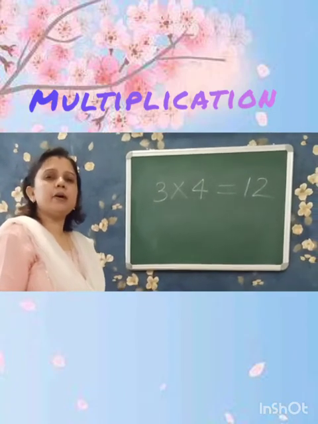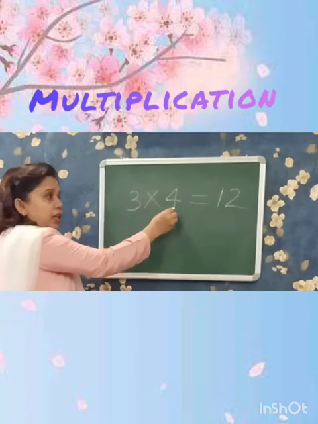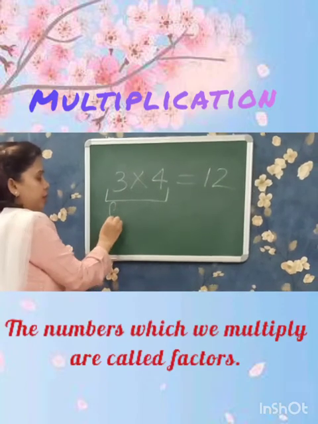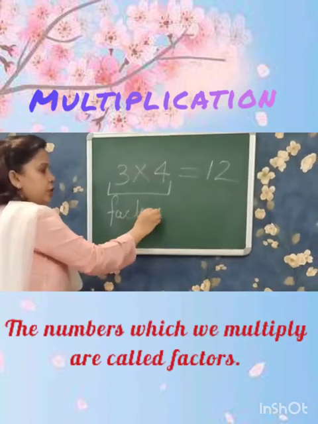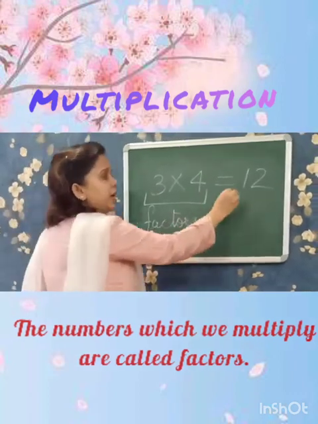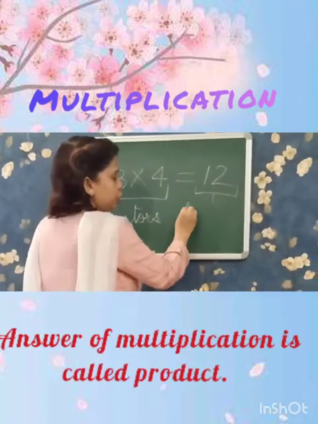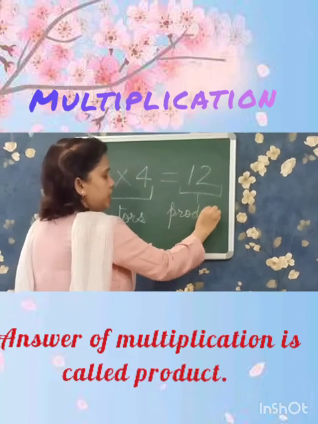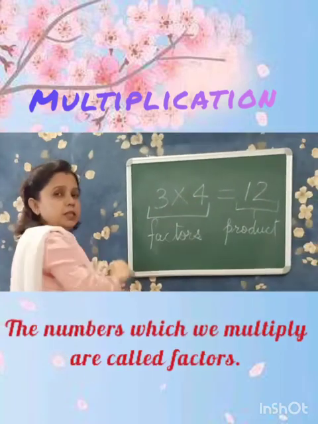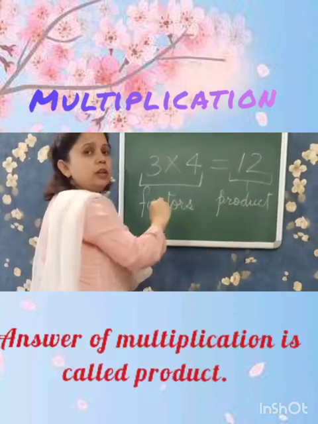Now let us learn some other facts related to multiplication. Here we are multiplying 3 and 4. The numbers which we multiply are called factors. So here 3 and 4 are the factors. The answer we are getting is 12. So here the answer of multiplication is called the product. So you will remember, numbers which we multiply are called factors. The answer of multiplication is called the product.